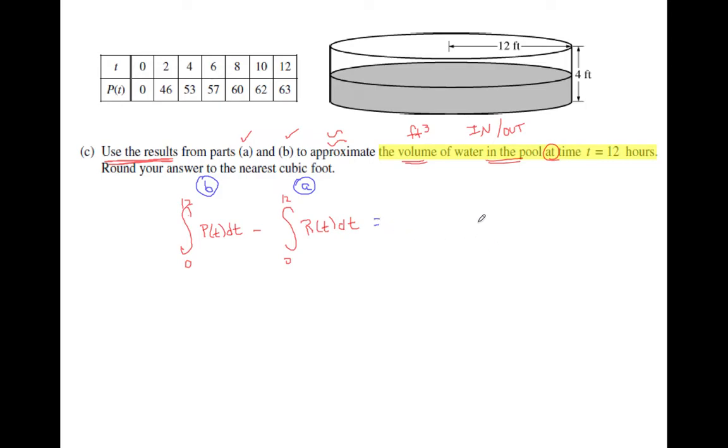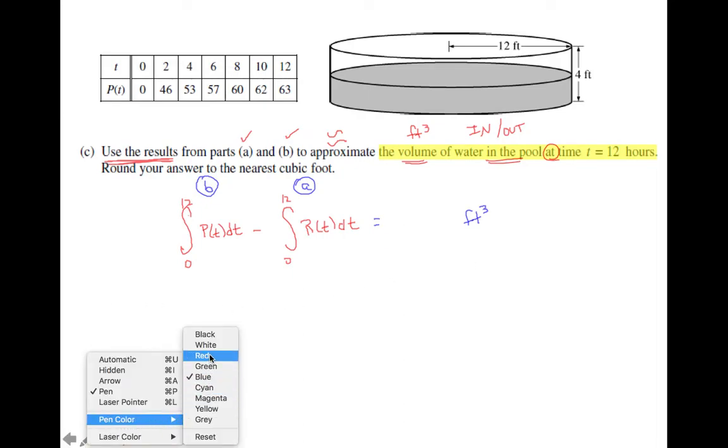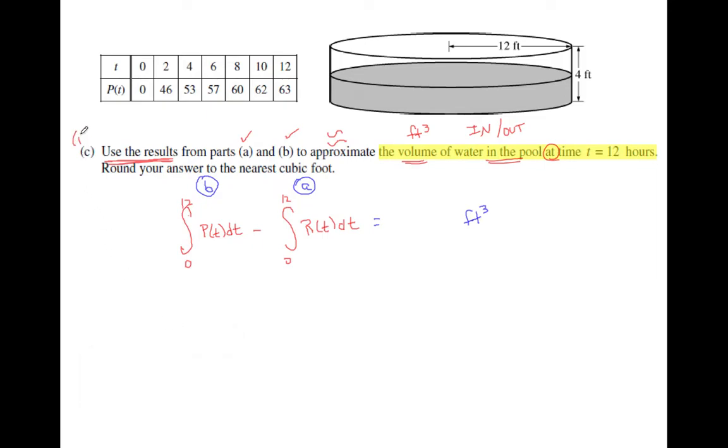So the units I want are cubic feet, which means I'm going to have to integrate the functions I have, and they want the volume of the water in the pool. Not what's leaking out, not what's going in, the actual volume. So this is where you have to do a combo of the in and out at time 12. So what's the volume of the water?